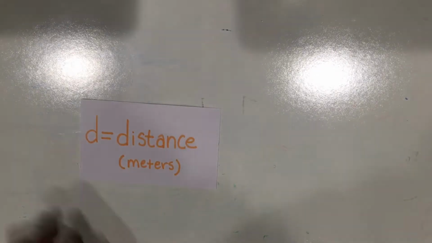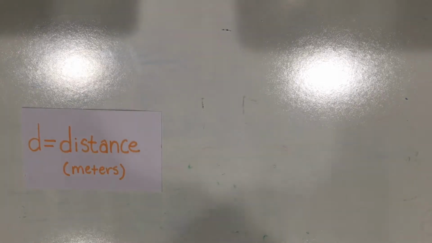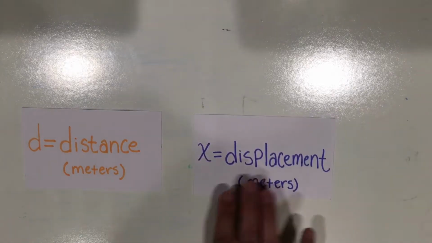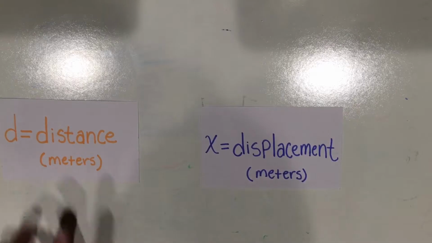So next we must understand a few key terms that help us define kinematics in order to understand the equations and to solve for problems. So the first one is distance, which is abbreviated d, and it is also in meters, which is our basic unit in physics for distance. And our second term is displacement, which is abbreviated x. It is also in meters, so notice how they're both very similar.